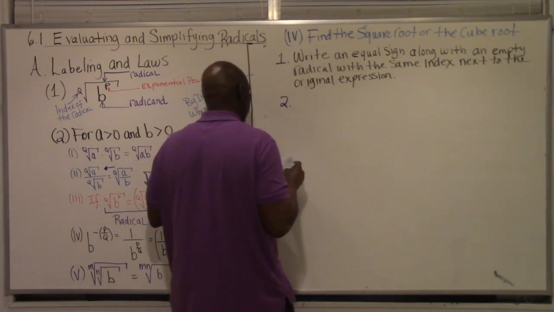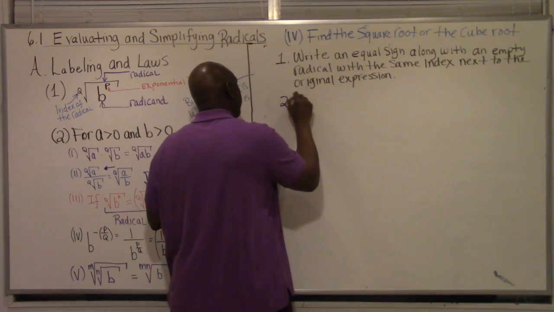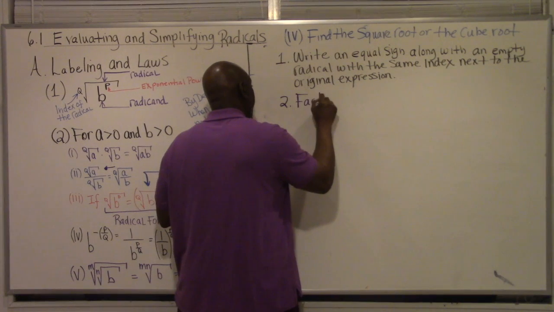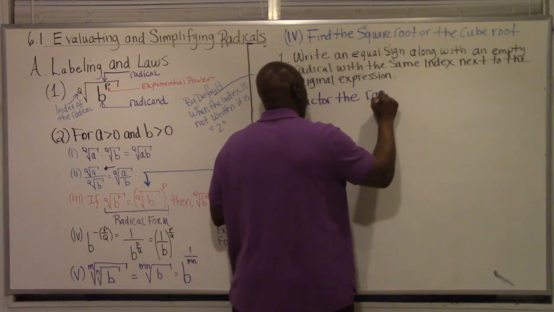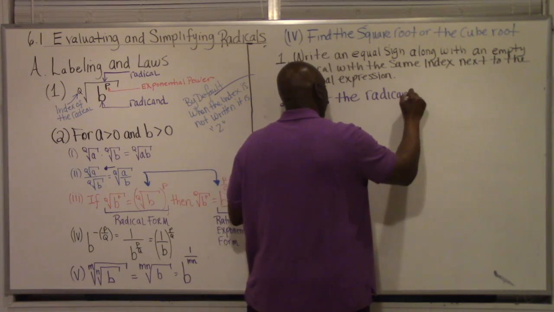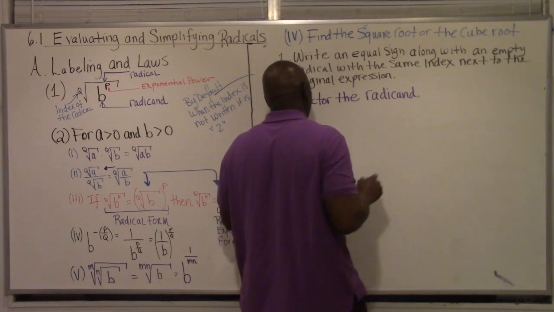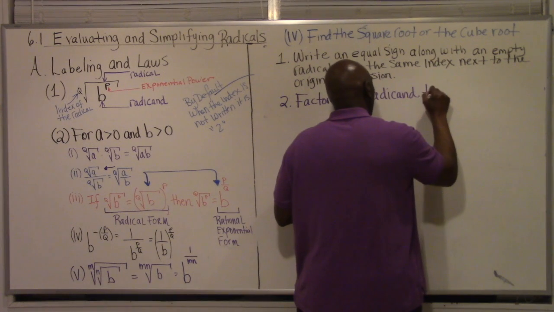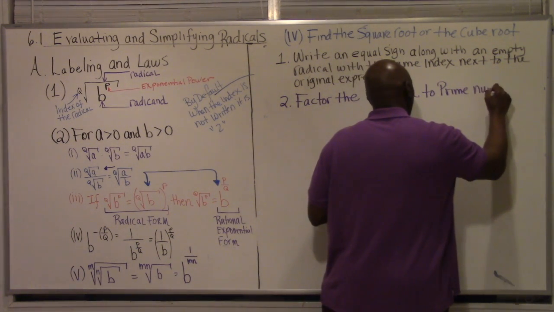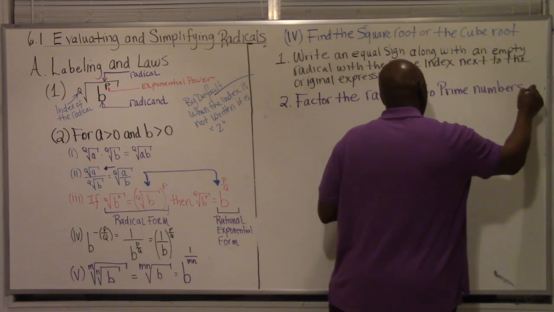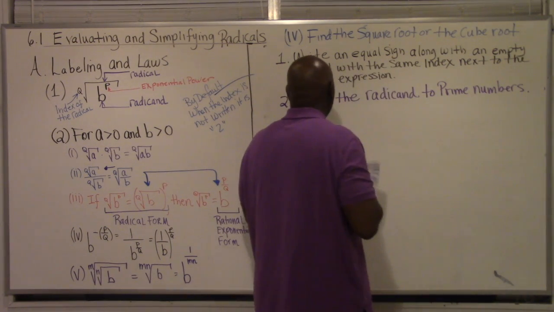Step two. Factor the radicand. Factor the radicand to prime numbers. All right, that's step two.